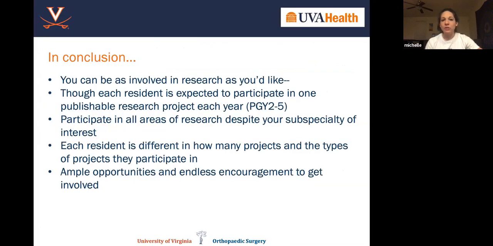And so in conclusion, you can be as involved in research as you like. I know some people want to do 1 project per year, and I know some people do a ton of projects a year. It just depends on what your interests are and how involved you want to be in research. We are expected to have 1 project per year, which you present at Resident Research Day. And you're able to present in all different types of projects.